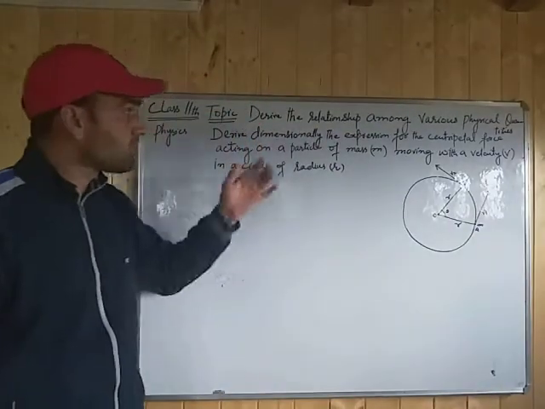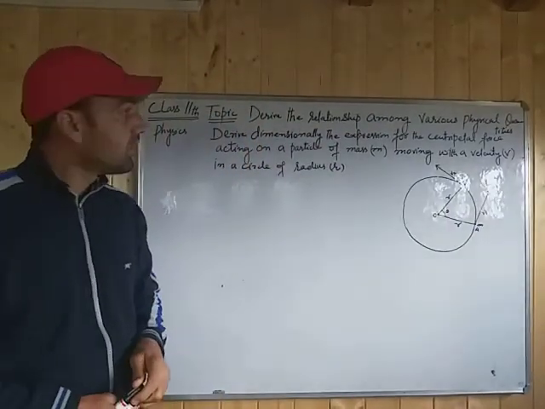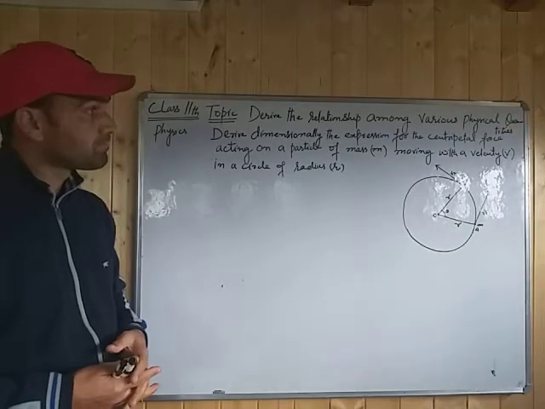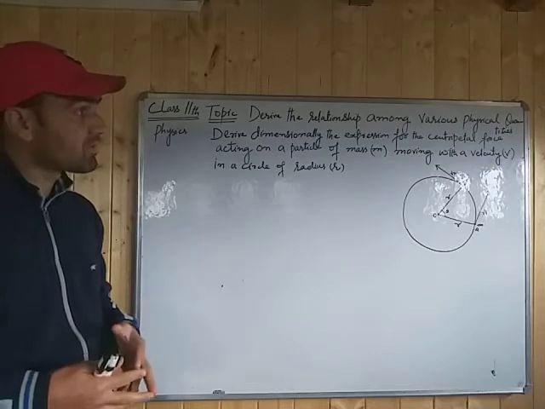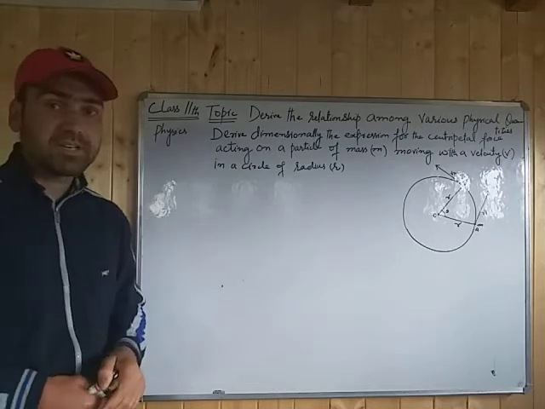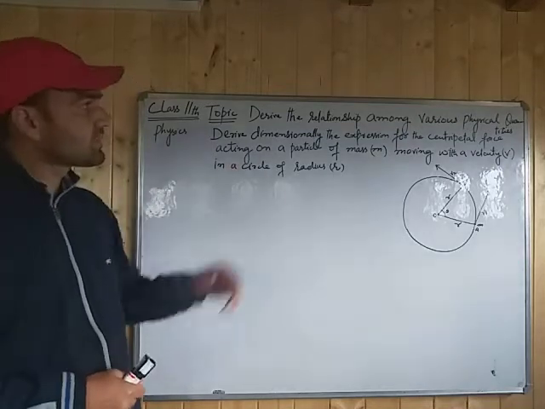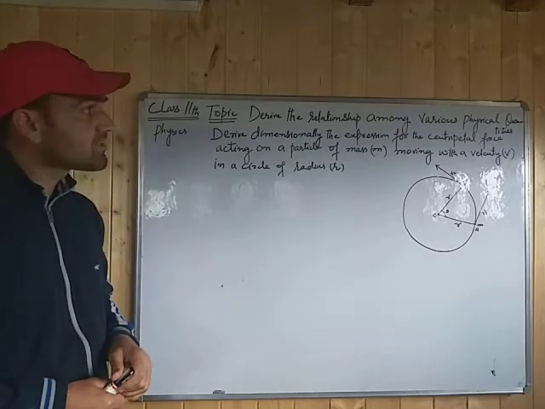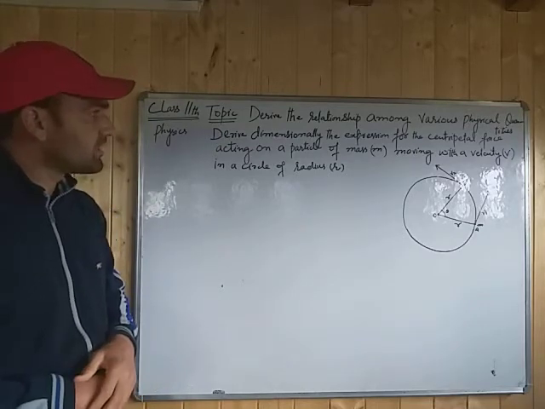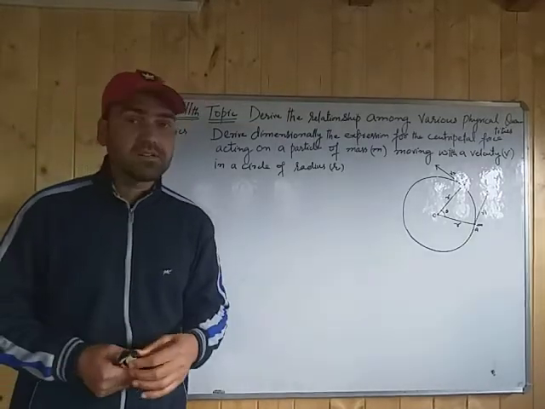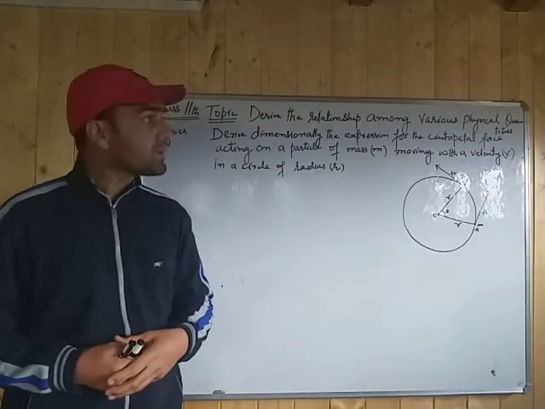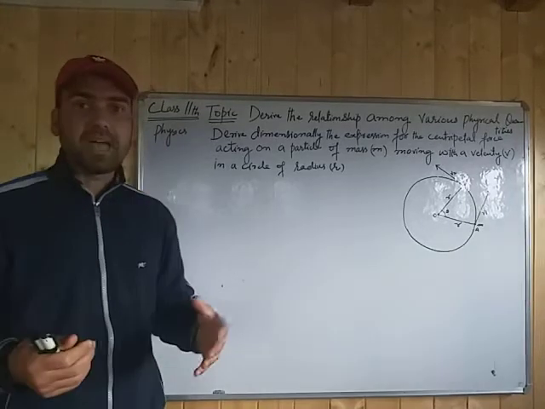Our topic today for class 11th is the relationship among various physical quantities, which is the third application of dimensional analysis. We have already discussed the first two applications of dimensional analysis, and we have already solved some numerical problems on the basis of the first two applications. Today we will discuss the third application, that is the relationship among various physical quantities. We can derive the relationship among the various physical quantities by using the principle of homogeneity of dimensions.